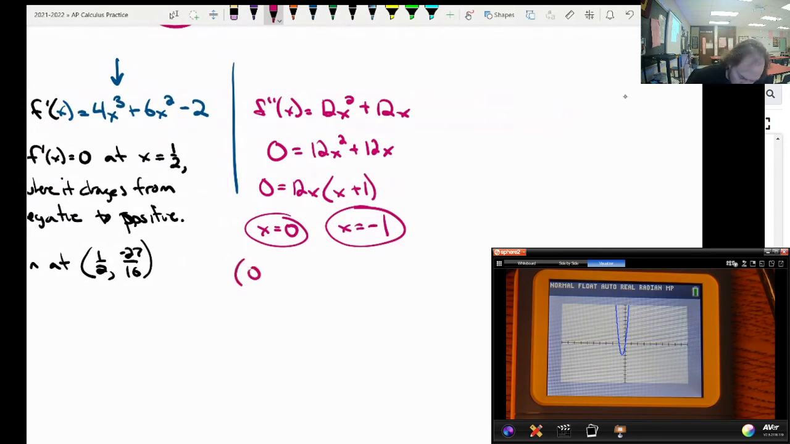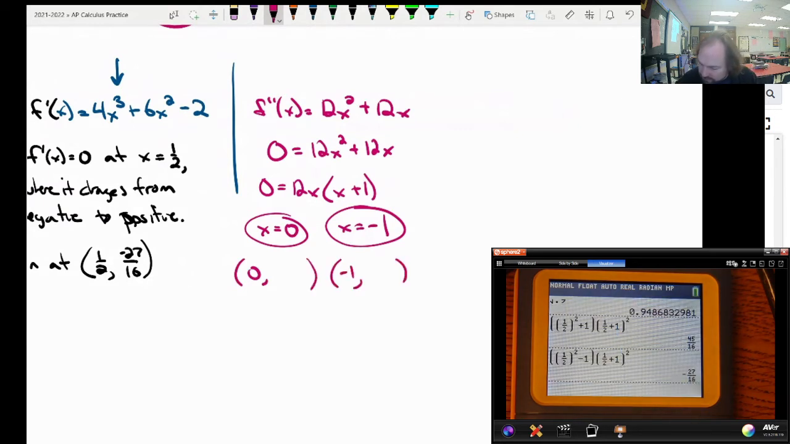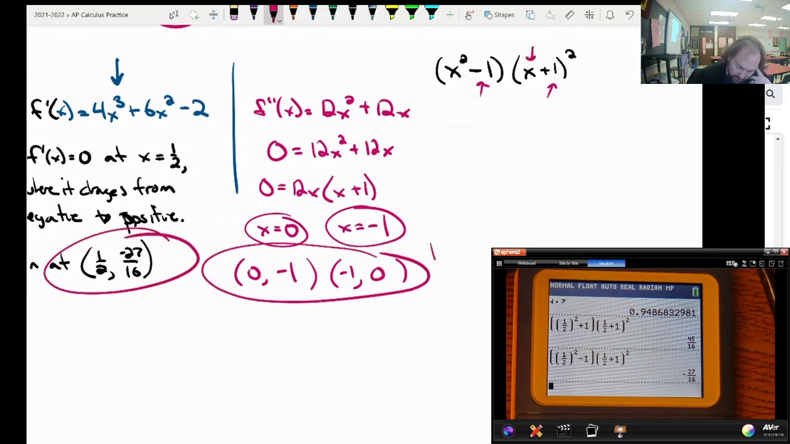I guess the actual points would be coordinates I can find by plugging this into the original function. Actually, really easy to do here, because the original function, which was x squared minus 1 times x plus 1 squared, if you plug in 0, you just get -1 times 1, which is -1. And if you plug in -1, you get 0 right there. Those are your 2 points. There you go. Points of inflection.